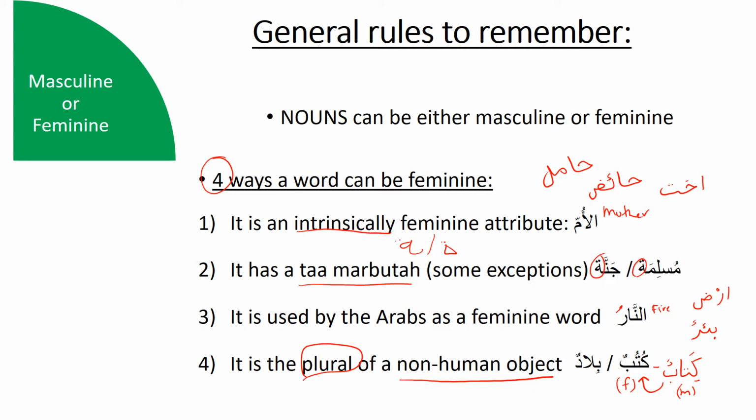Same thing with bilad. The singular of bilad is baladun, which means country. Baladun is masculine, but when it becomes plural, it becomes feminine. Okay, so you would need to use the feminine adjectives and the feminine pronouns, etc., when you are using kutubun and biladun and any other plural of a non-human object or thing.